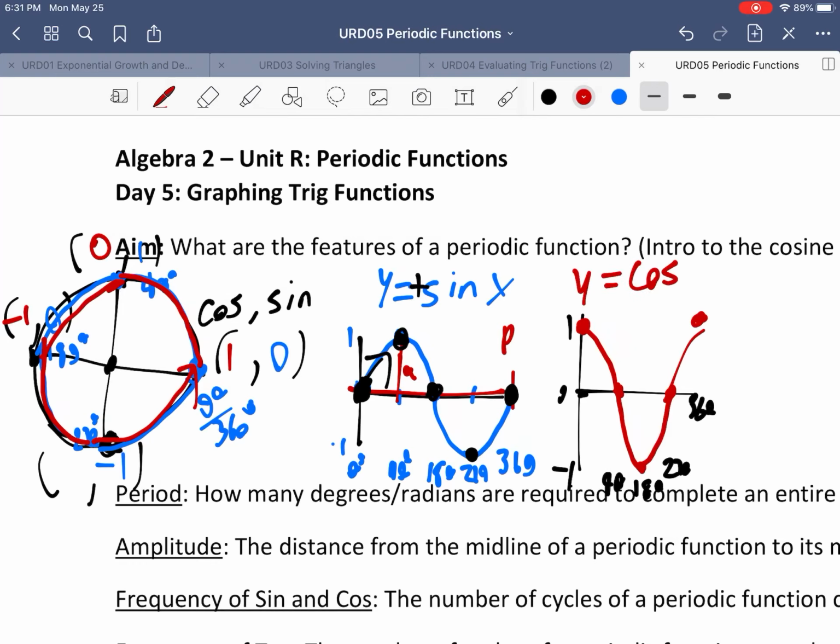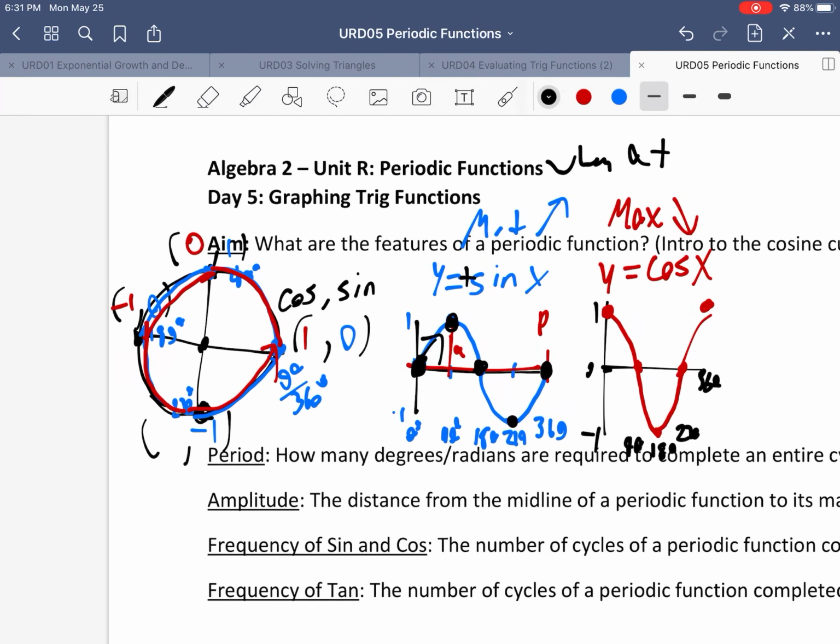So the difference between the cosine curve and the sine curve is that the sine curve starts at the midline and goes up, unless it's negative. The cosine curve starts at the maximum and goes down, unless it's negative, in which case it'll start at the minimum and go up. So this is for when a is positive.